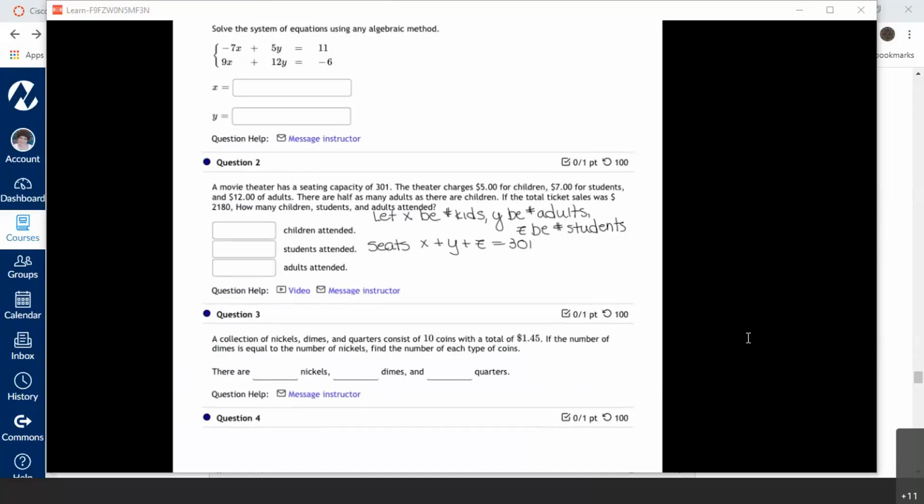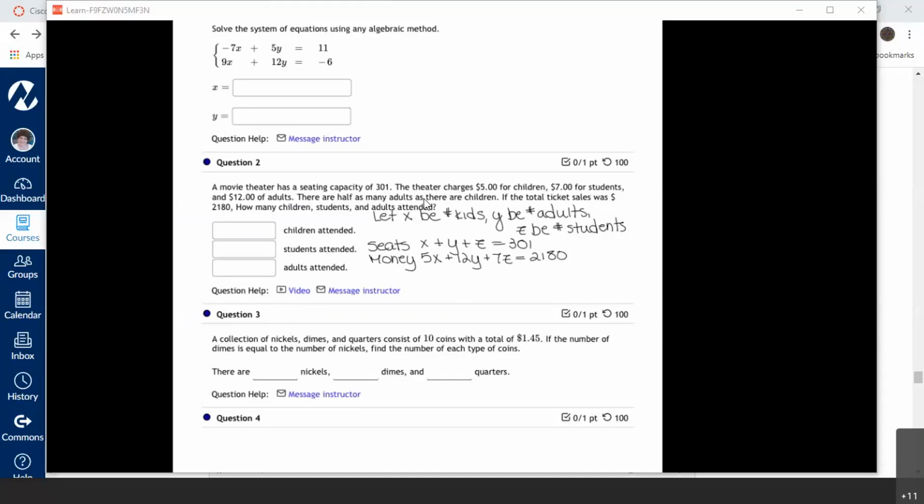The second equation is the money for the seats. We know a child's ticket is $5, so 5X is the amount of money we take in from the children's tickets. Then we have the adult tickets, which I think are 12, so 12Y, and then the student tickets, which are 7, so 7Z. And the total box office for this was $2,180. There's our second equation.